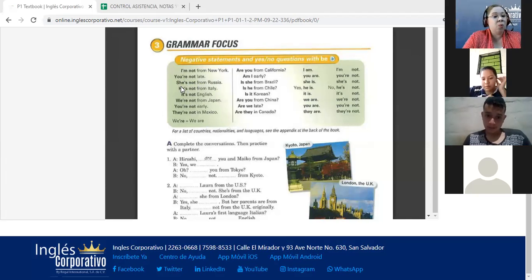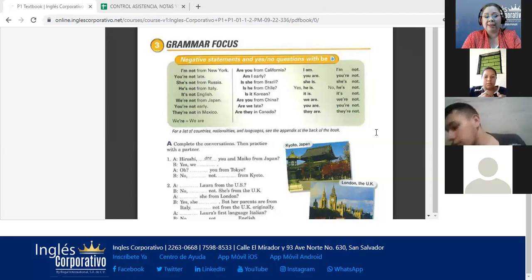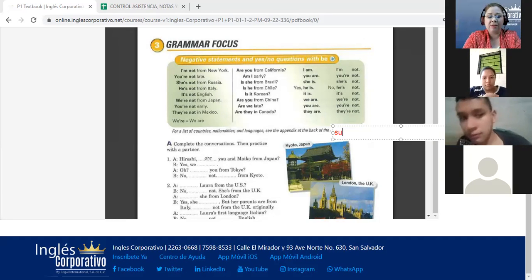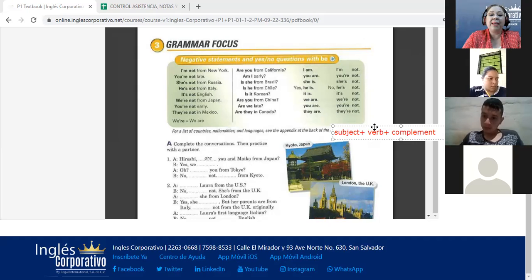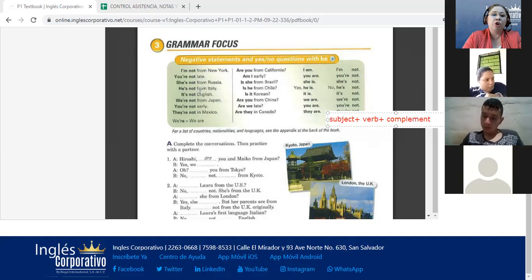So if we want to formulate a sentence, we need a subject. Look, we need a subject plus the verb, right? Plus the complement. Ok, el verbo en este caso que estamos viendo es agregándole not. Not es para la negativa, ok. Esto es una afirmativa así como se las puse.